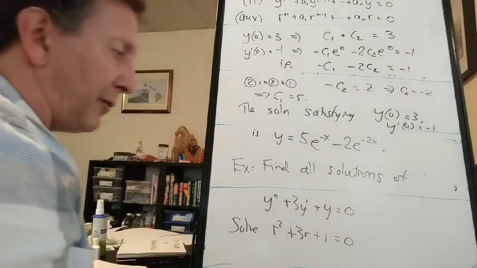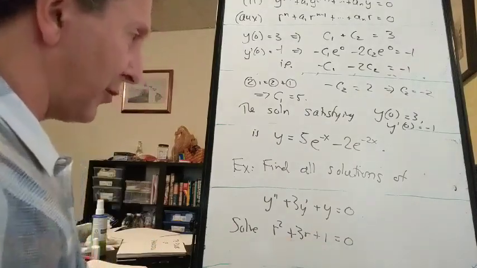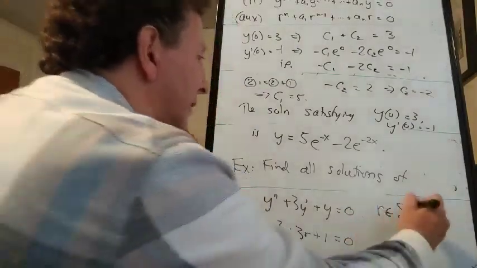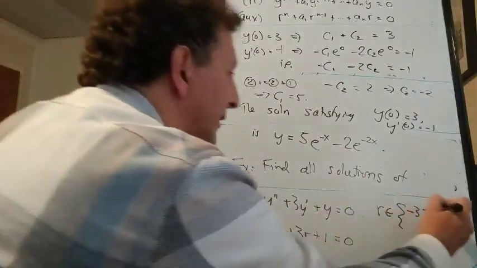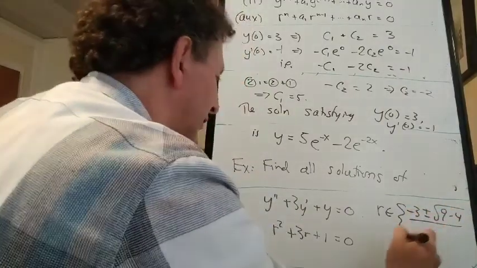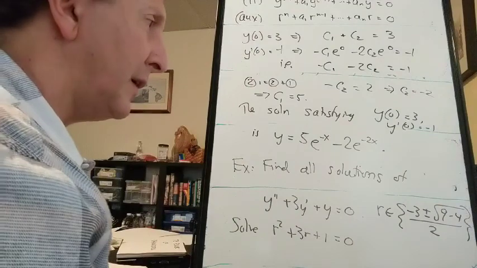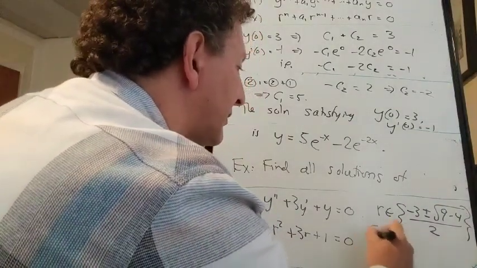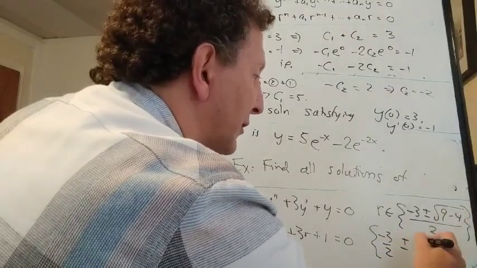And I can't think of two factors of 1 that add up to 3, so we'll have to use the quadratic formula. So r is one of the numbers negative b plus or minus the square root of b squared, which is 9, minus 4ac, which is minus 4, all over 2a, all over 2. So that's negative 3/2 plus or minus square root of 5 over 2.